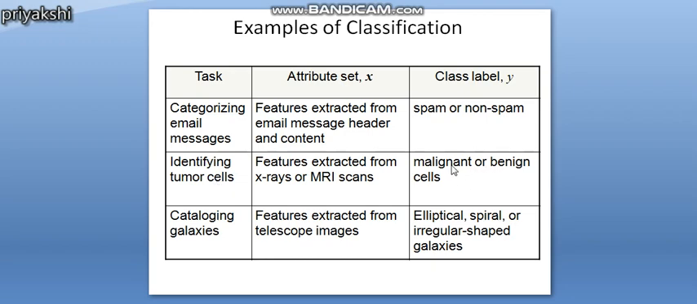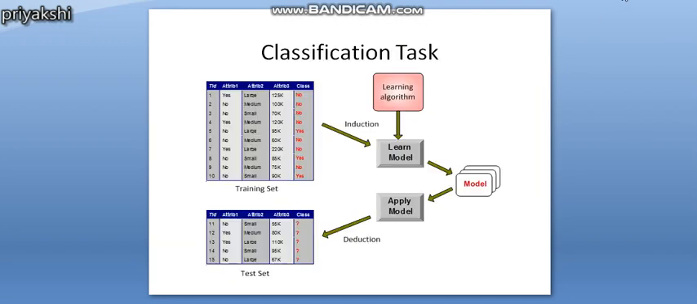Okay, and we can identify whether a cell is malignant or benign from features extracted from an X-ray or MRI scan. Another example is that we can categorize galaxies as elliptical, spiral or irregular shaped based on features extracted from telescope images. Apart from this, there are lots of areas in classification where we can find real life examples.